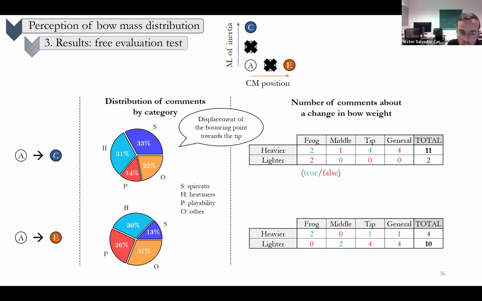And similarly, but the other way around, for a displacement of the center of mass towards the frog, which was the case of bow E, people perceived it as a lighter bow.